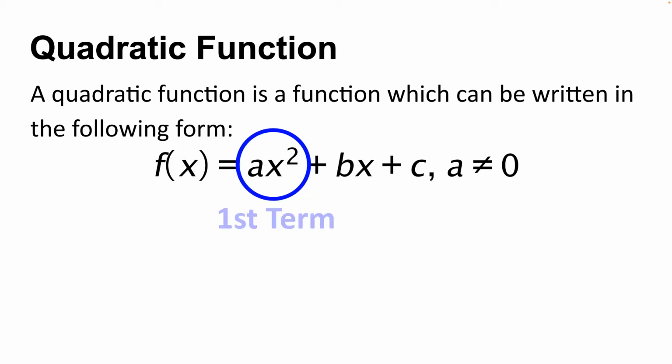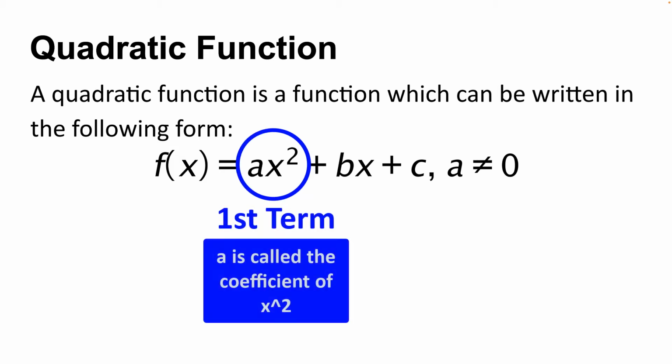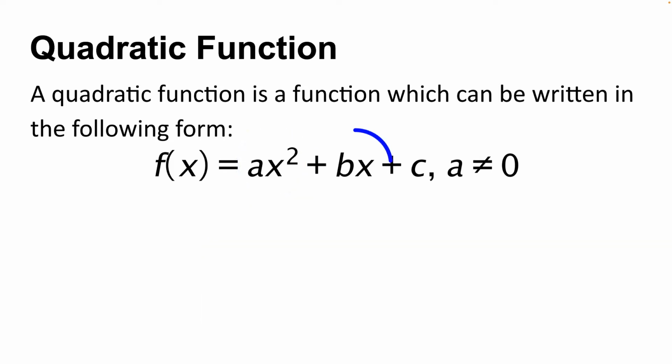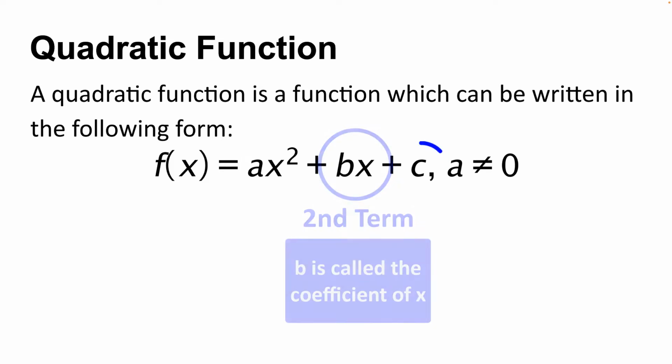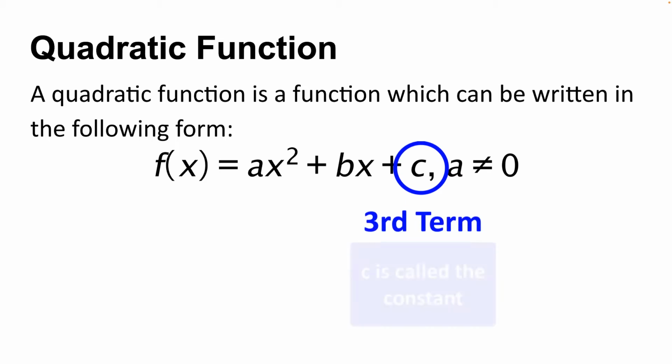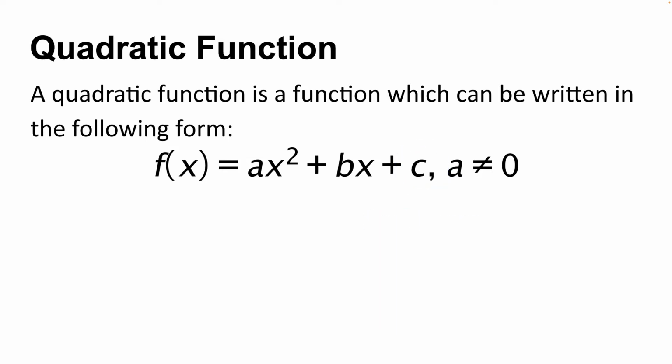Ax squared is known as the first term, and a is called the coefficient of x squared or the coefficient of the first term. Bx is considered the second term, where b is the coefficient in front of x, and c is the third term. It's also known as the constant since it is not associated with the variable. Every quadratic function has an x squared term.